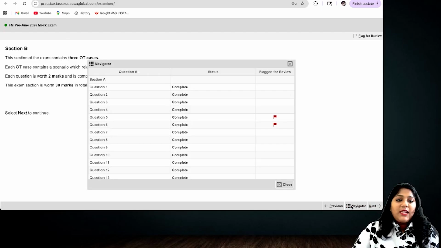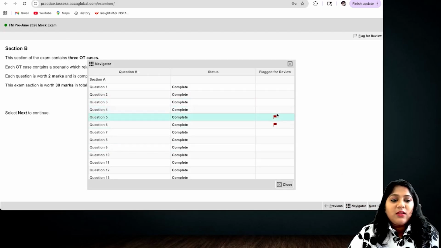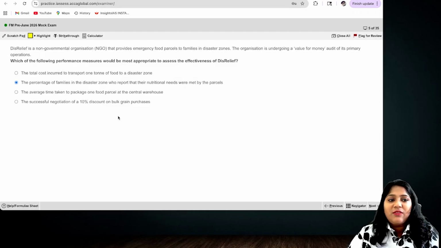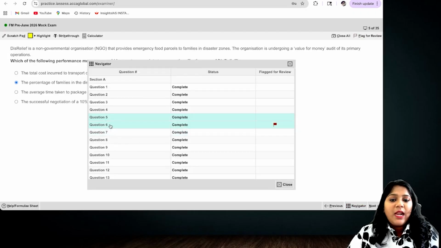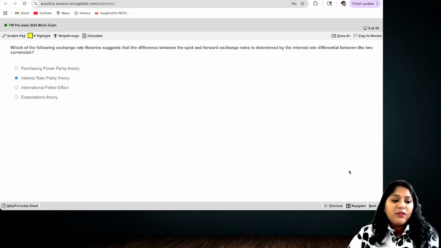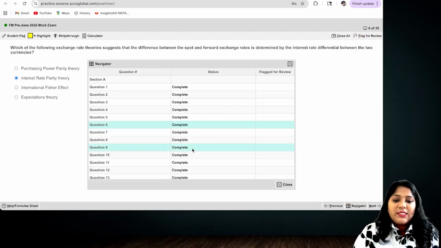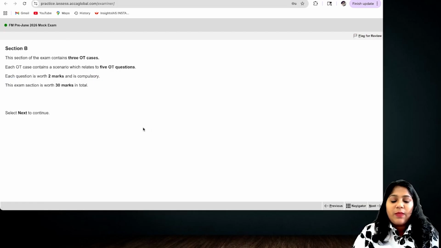So now if you go to the navigation, I will go ahead and eliminate the flag, because I don't want to review this. I'm very good at it. I completed and I got the right answers. I will eliminate the flag for review. So now I have to go to the section B part.